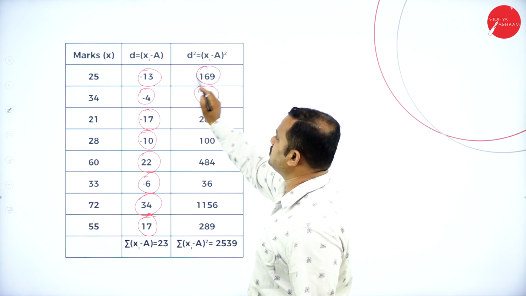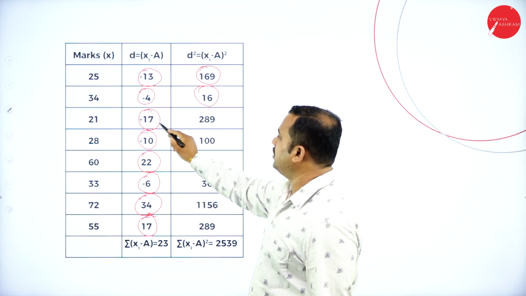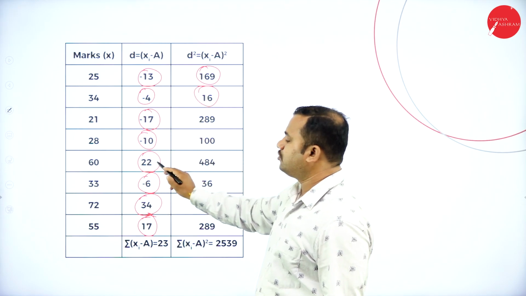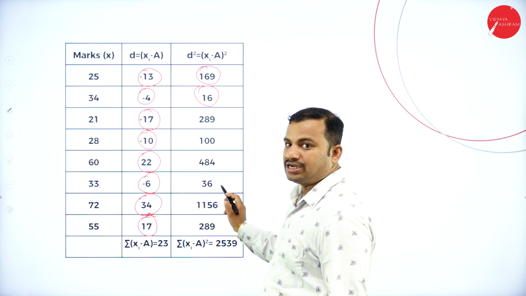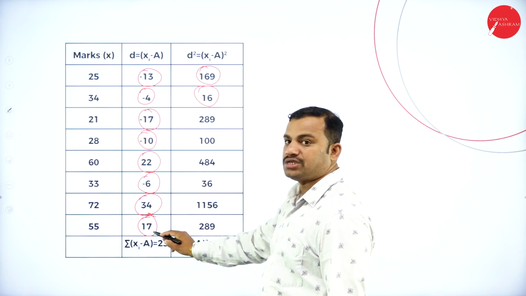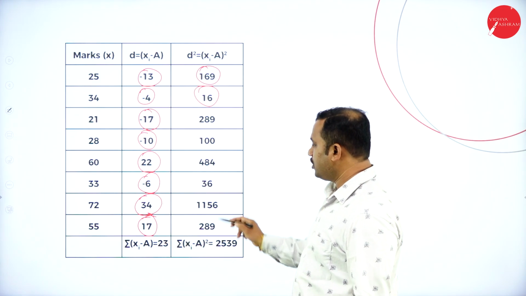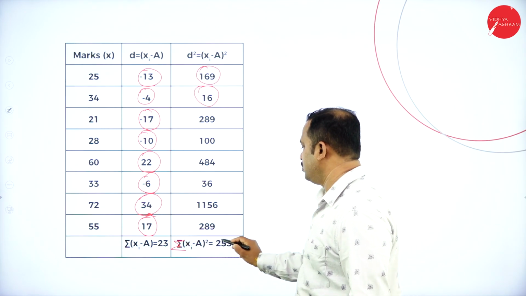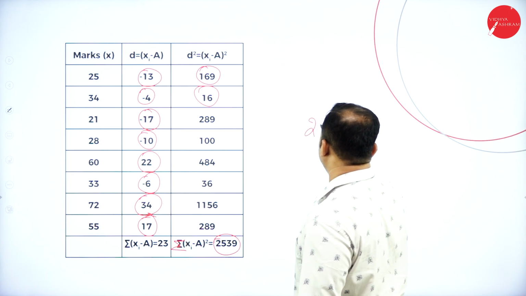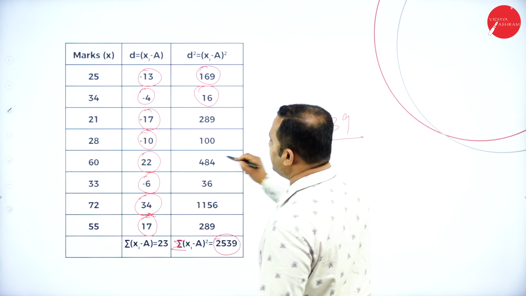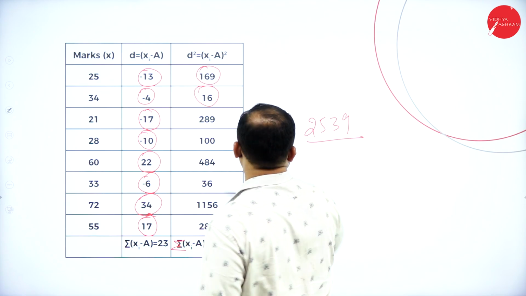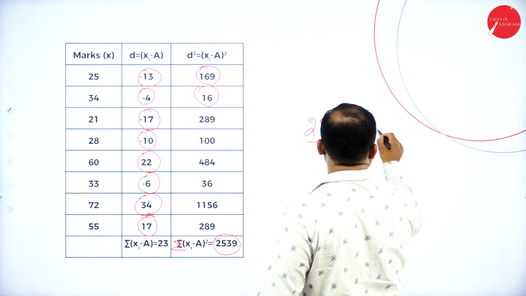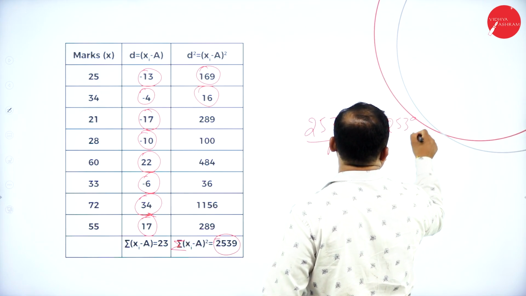values. 13 gives 169, 4 gives 16, 17 gives 289, 10 gives 100, 22 gives 484, 6 gives 36, then 34 gives 1156, 17 we have 289. So if I add up all these terms, I'll get this value, that is the summation of this. You will get 2539. That is 2539 divided by this value. That is d square by n. What is the value of n? It is equal to 2539 by 8.